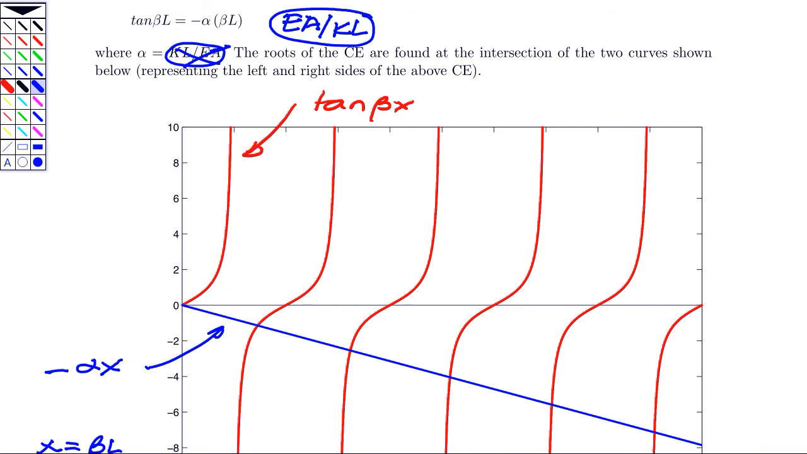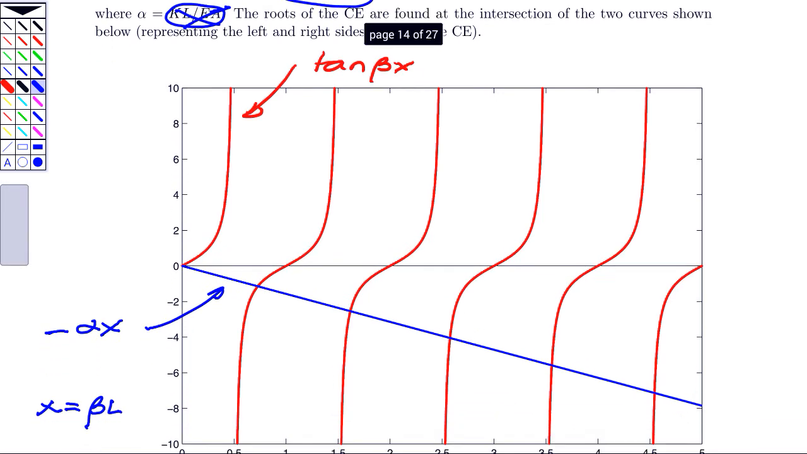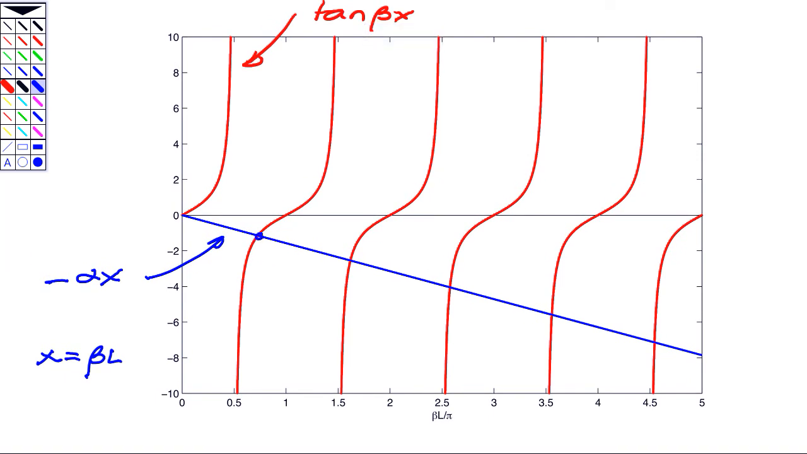So for a given value of alpha, we define the slope of that blue line. And so this here is the first root, beta 1 L, where these two cross is the second root, beta 2 L, and beta 3 L. So the MATLAB routine we're going to use, we're going to have to give it a guess. And depending upon what that guess is, we will likely converge on either root 1, 2, or 3. And the closer you are to 1, the more likely it is that you're going to end up on root 1. But we run into some difficulties here.